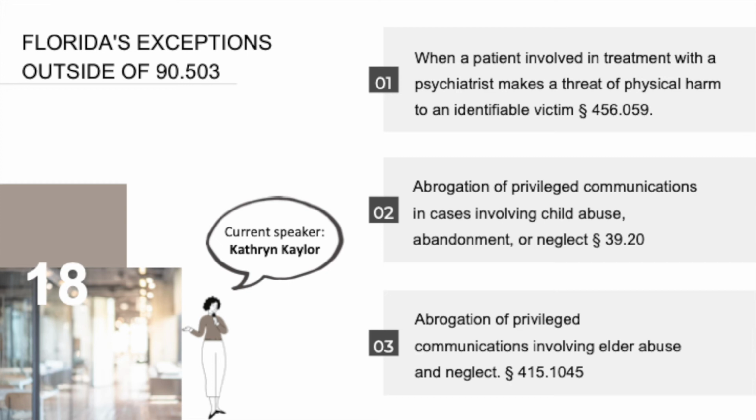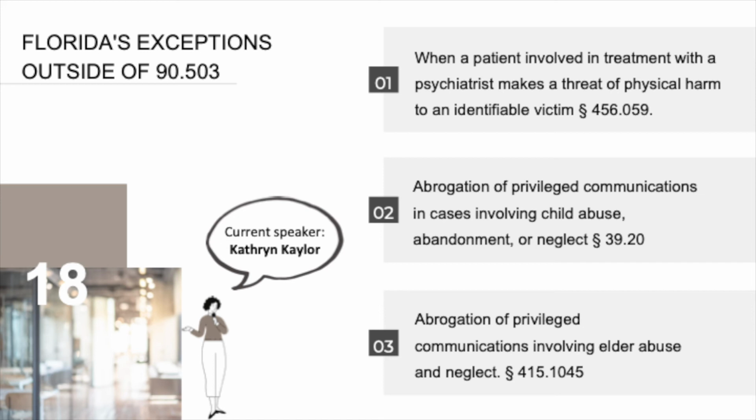The second is the abrogation of privileged communications in cases involving child abuse, abandonment, or neglect. This privilege shall not apply to any communication involving a perpetrator or alleged perpetrator in any situation involving a known or suspected child abuse, abandonment, or neglect. In Hill v. State, the court found that the psychotherapist-patient privilege does not exist in this case as to any communications relevant to the child neglect felony count. But the privilege is not entirely waived just in relation to the statements made relevant to the issue of child neglect.